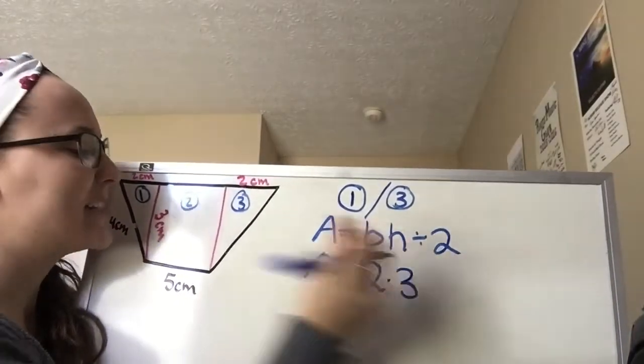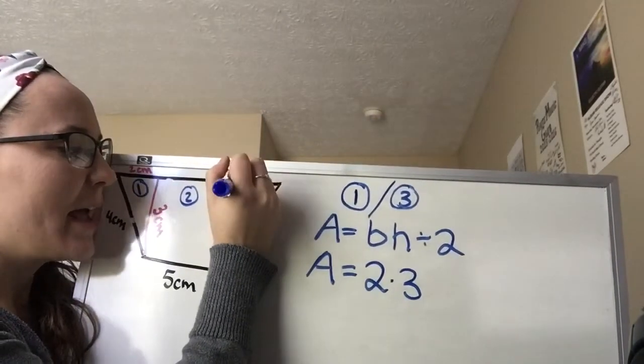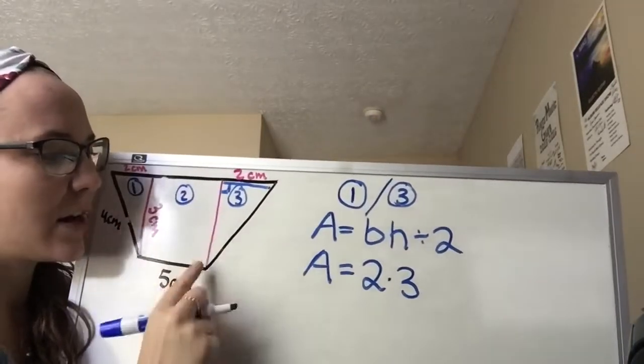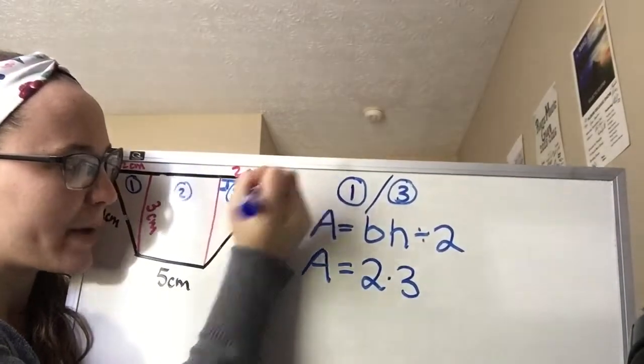Remember, the height has to make a 90-degree angle with the base. So if 2 is our base, that means that the pink line is our height, not this black line. That is not our height. That does not make a 90-degree angle with the base.